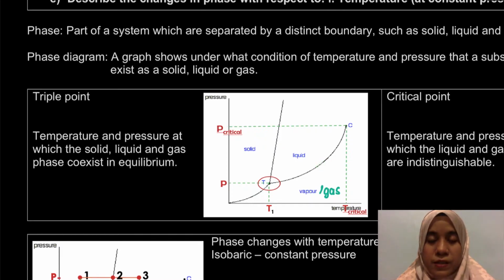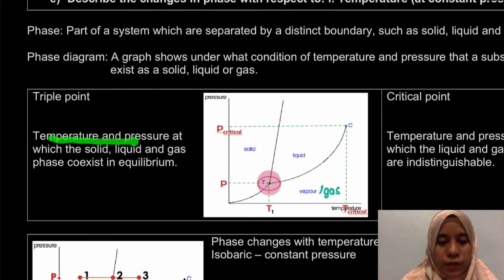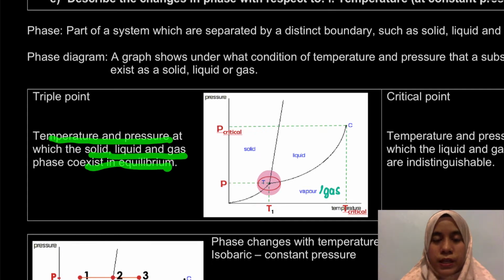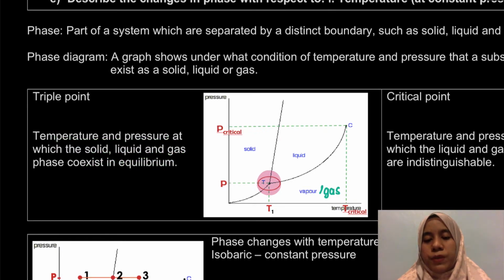So, where exactly is it? This is actually our triple point. Here, because in this phase diagram, all the phases intersect: the solid, the liquid and the vapor or gas. So, this is where our triple point is. The temperature and pressure at which solid, liquid and gas coexist in equilibrium. So, that is for triple point.